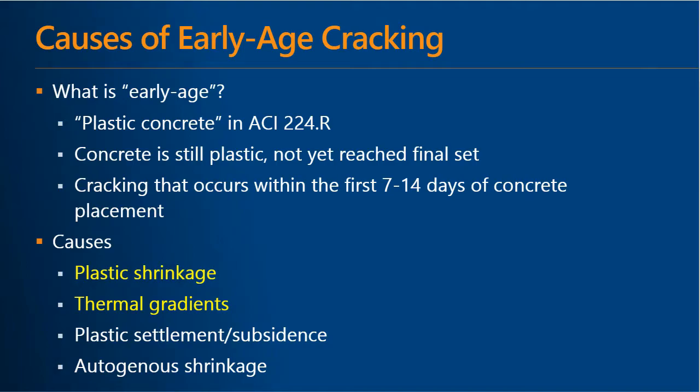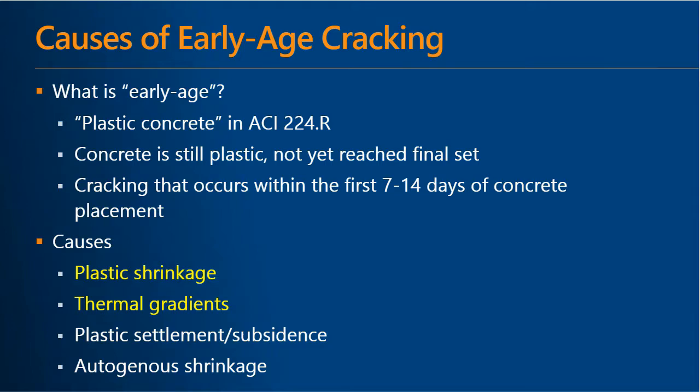And some of the most common causes of cracking within this time frame include plastic shrinkage cracks and cracking due to thermal gradients, which I will discuss a little bit further in an example. But you can also get plastic settlement or subsidence cracking and autogenous shrinkage cracks. And I wanted to mention autogenous shrinkage cracking here because I feel like a lot of people haven't heard of it, and two, haven't really gotten a good understanding of what that means.